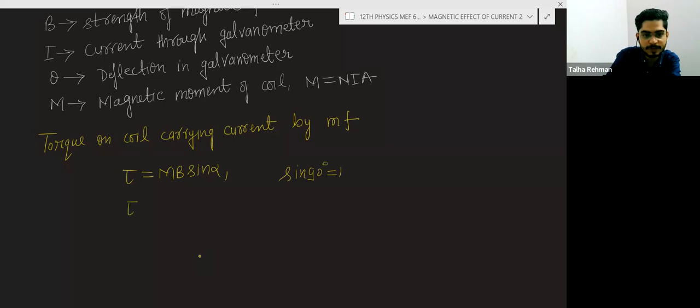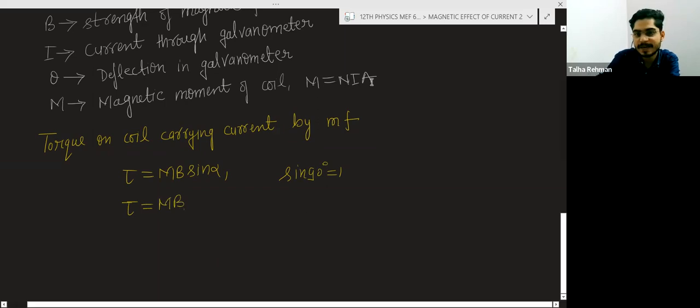So torque on the coil will be MB, and the magnetic moment is given by NIA. So put the value of magnetic moment NIA into M. This is your torque on the coil.